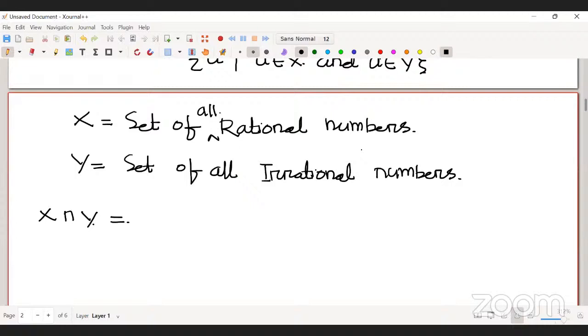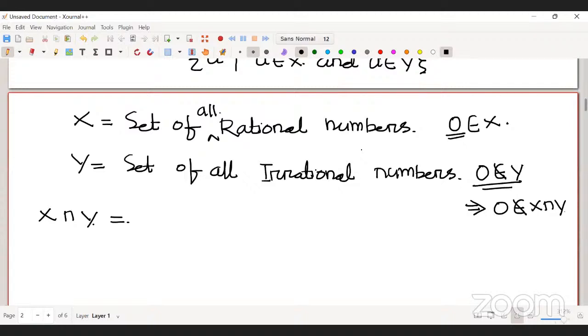Empty set. See, this cannot be 0, because 0 is a rational number, right? Yes, sir. 0 is inside X, but 0 is not an irrational number. 0 is not inside Y. Since 0 is inside X but not inside Y, 0 cannot be a member of X intersection Y, because 0 is not common to both sets. So 0 cannot be an element of X intersection Y.